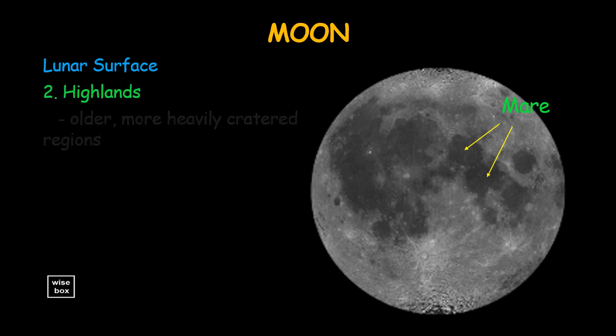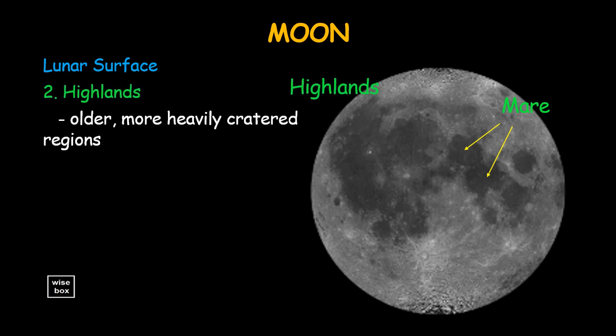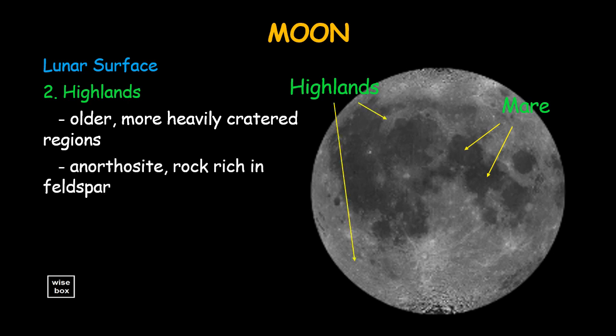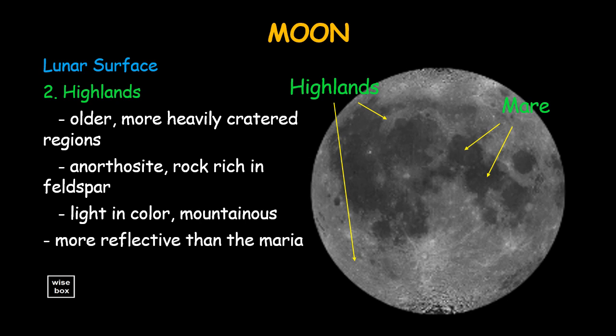The lunar highlands are older, more heavily cratered regions, composed mainly of anorthosite, a type of rock rich in feldspar. These are lunar regions that are light in color, and mountainous. These highlands are more reflective than the Mare, and represent some of the oldest surfaces on the Moon, dating back over 4 billion years. The contrast between the highlands and the Mare highlights the Moon's geological history, marked by intense periods of volcanism and impact cratering.